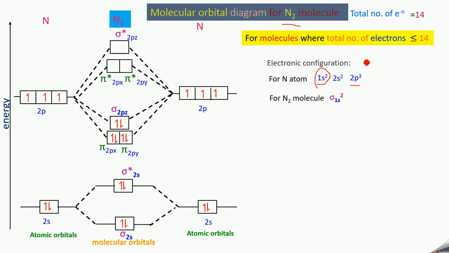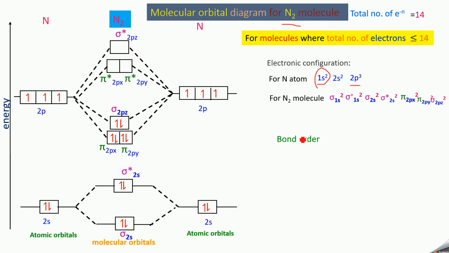Sigma 1s2, then sigma star 1s2. This is for the 1s atomic orbital. For 2s we have sigma 2s2, sigma star 2s2. For 2p we have pi 2px2, pi 2py2 and then sigma 2pz2. So this is the electronic configuration for the nitrogen molecule. We have totally 14 electrons: 2, 4, 6, 8, 10, 12, 14. So totally 14 electrons in the nitrogen molecule.